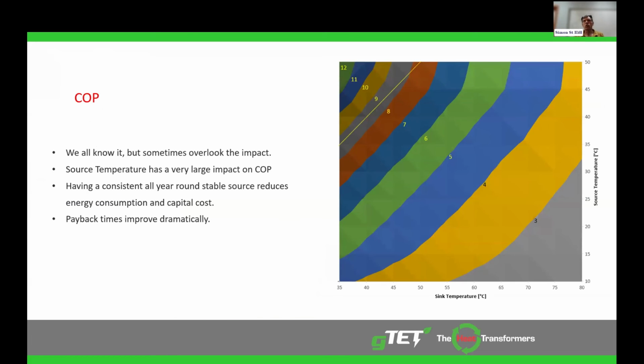Just a general talk about COP, and Jared was talking about this earlier. The source temperature has a massive impact on the COP of your heat pumps. This is just a general plot, not specific to this project, but as you can see, if your source temperature is up high, you're already in a good range. With those heating loads in winter, air source heat pumps may be down at that 10-degree line, really struggling. That increases your plant size to deliver the heating that you require and increases your energy consumption. So using the geothermal resource improves your payback by reducing your capital cost above ground and reducing your energy consumption. That's basically a quick 5-minute overview of the gTET involvement in this project and heat pumps in general.